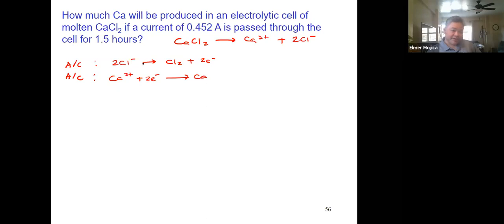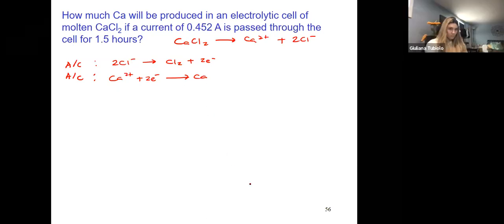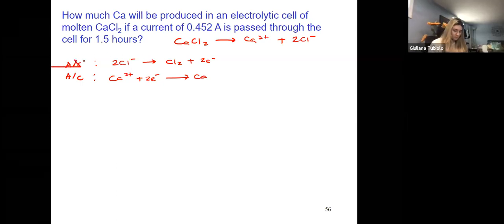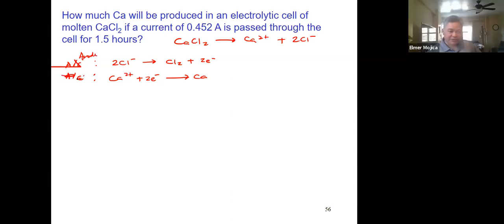So you have a negative there, becomes 0. So that means, okay, you become more positive. So this is the A, the anode. If that is the anode, then this is the cathode. How do I know it's the cathode? I have a 2 plus becoming 0.